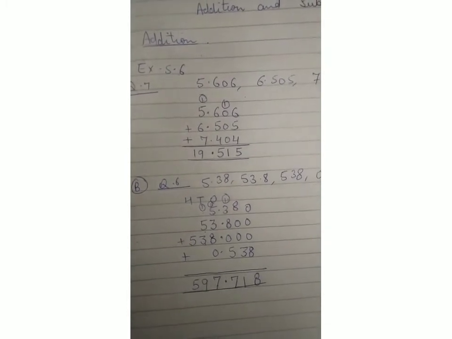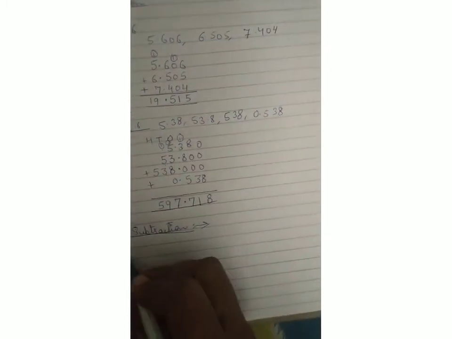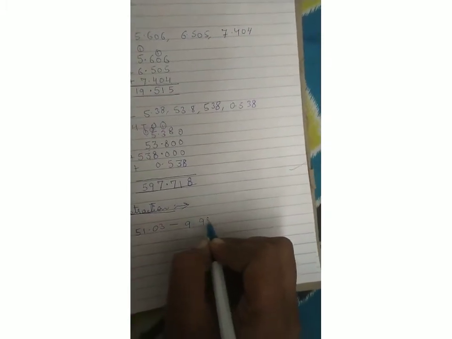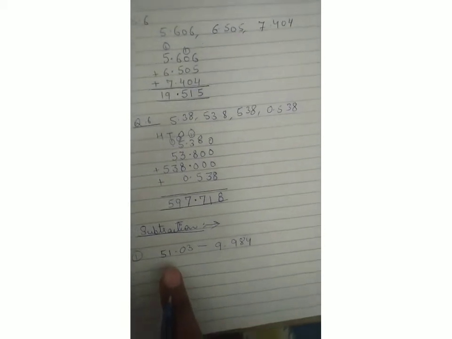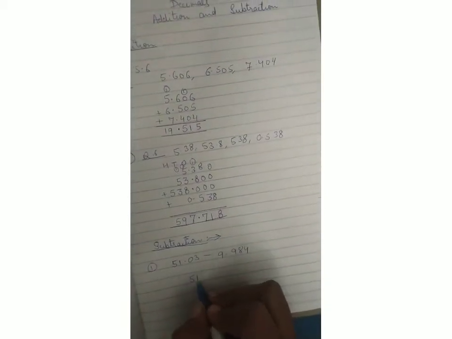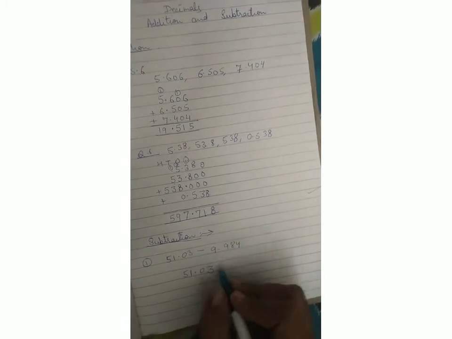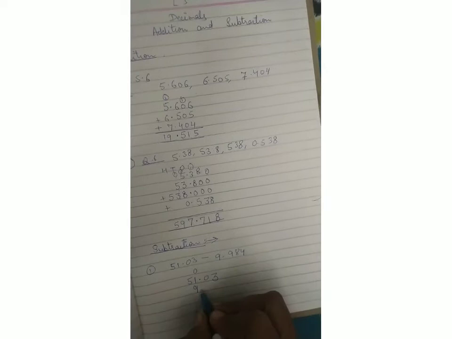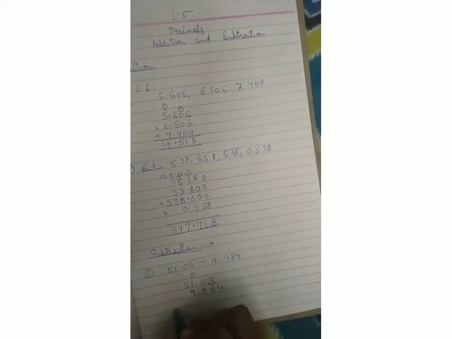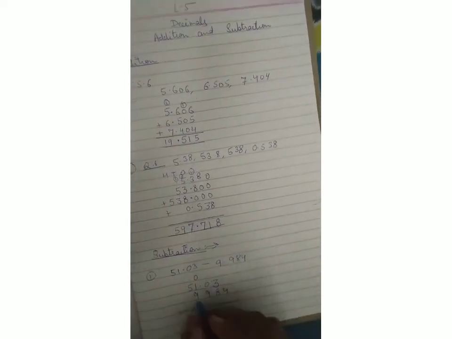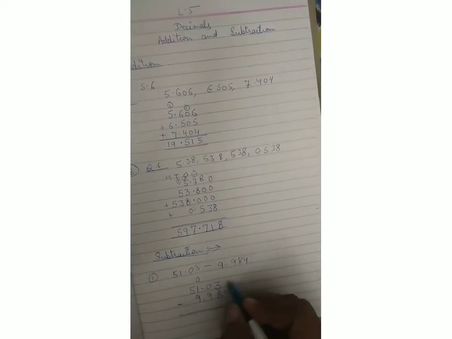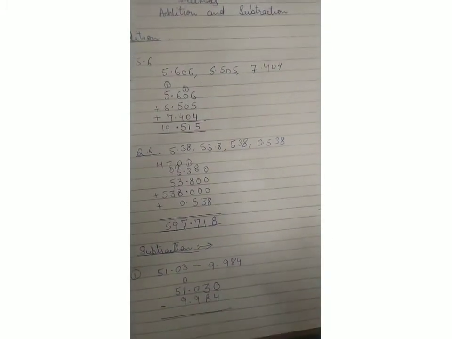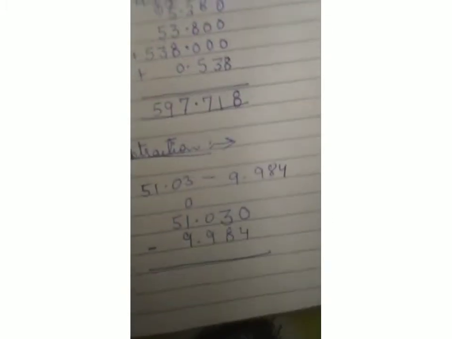Now we will do subtraction. So we will take one number, 51.03 minus 9.984. Again, when I am placing the numbers, I will write it like this. 51.03, 9 point. So I will write 9 over here on the ones place, 0.984. As I need to subtract, I will convert them into like decimals. This has become a like decimal. Now I will subtract them as whole numbers.